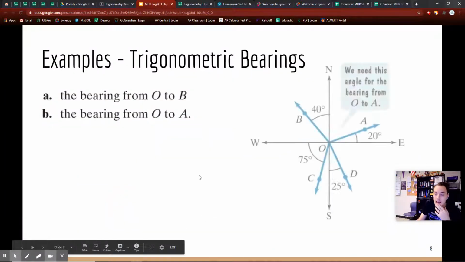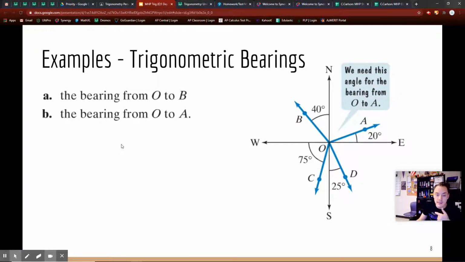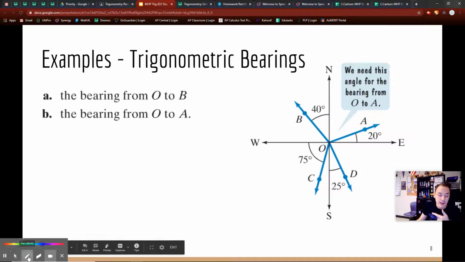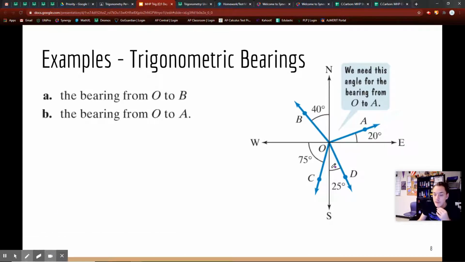Now I'm given this. I want to find the bearing from O to B and the bearing from O to A. How do I find them? So the bearing from O, the origin, to B. Where's B? Right here. So that means I would go north, and then west. So this is north 40 degrees west.